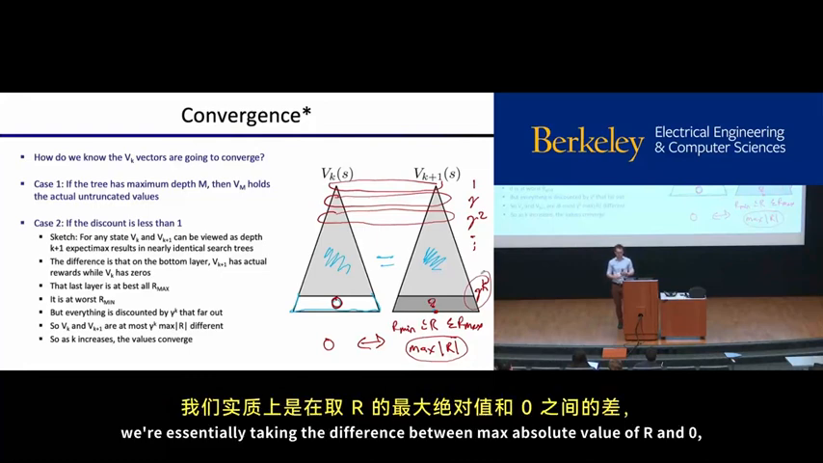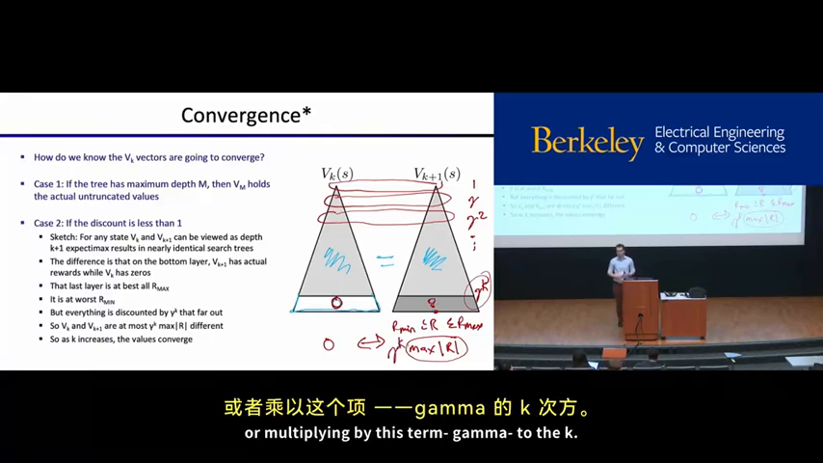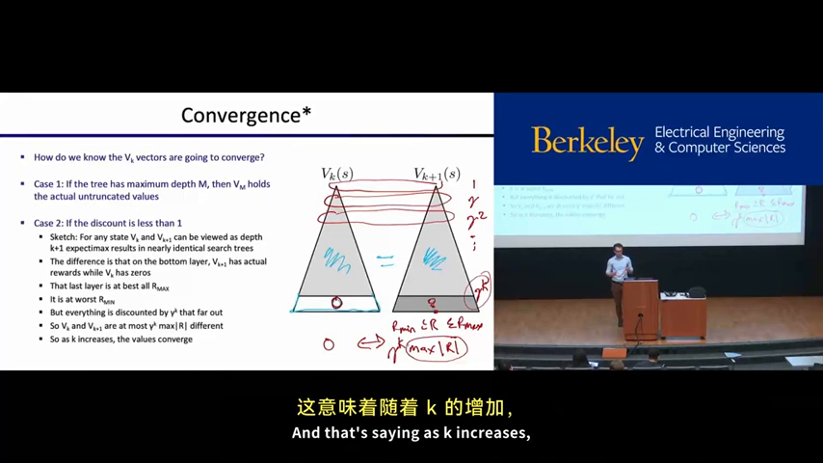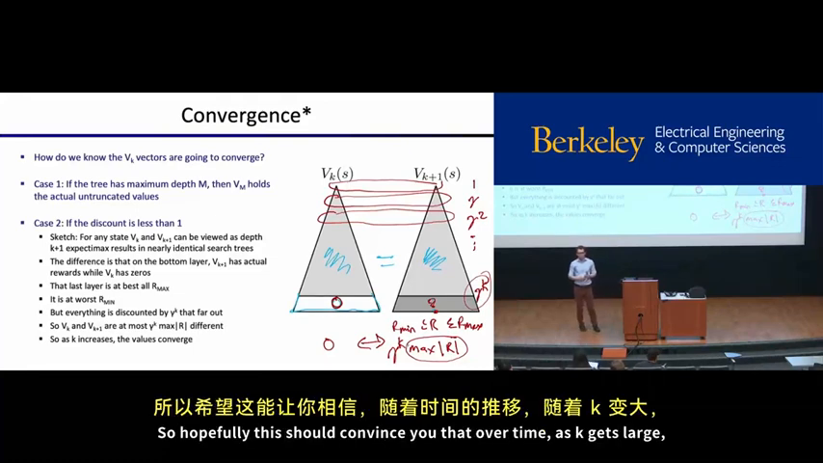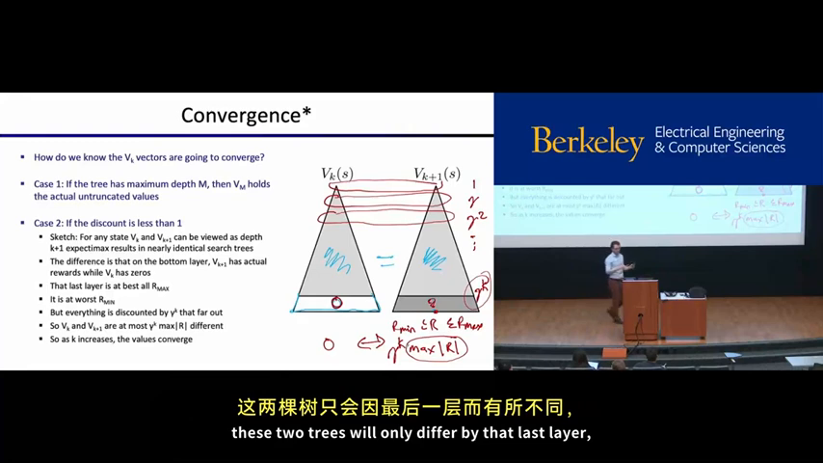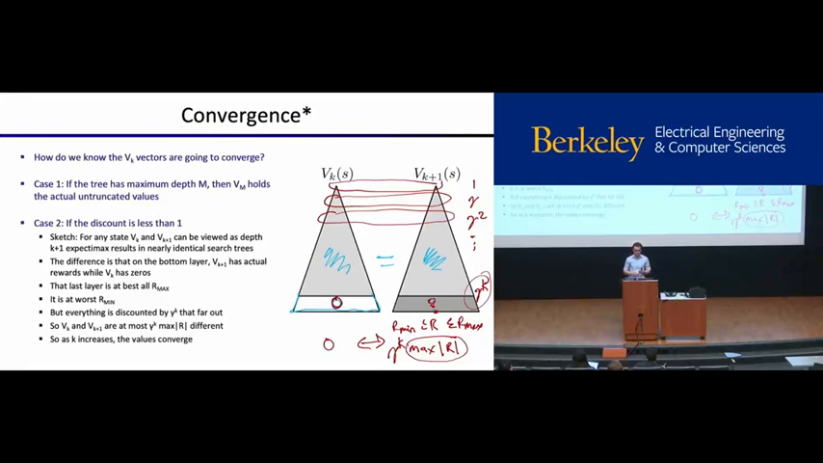So as k increases, we're essentially taking the difference between the max absolute value of r and 0, which is also just the max absolute value of r, and we're multiplying by this term gamma to the k. That's saying that as k increases, the difference between these two trees is going to be decaying to 0. So hopefully this should convince you that over time, as k gets large, these two trees will only differ by that last layer, and the last layer will become increasingly inconsequential because gamma is discounting things. All right?